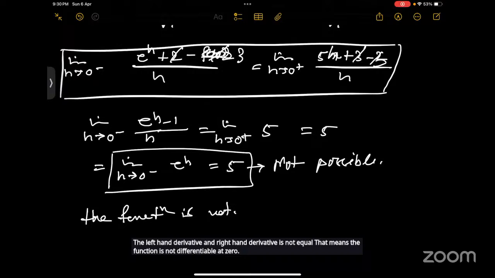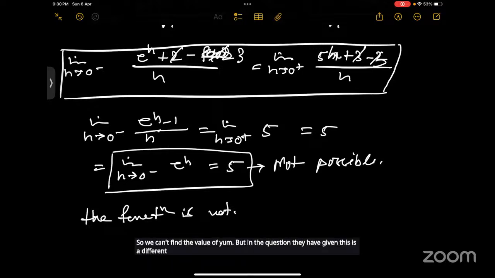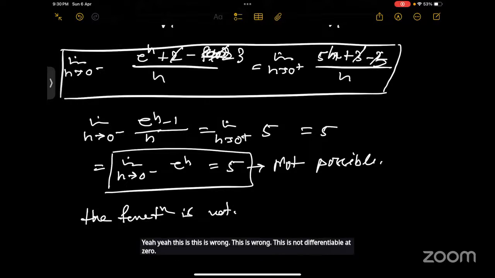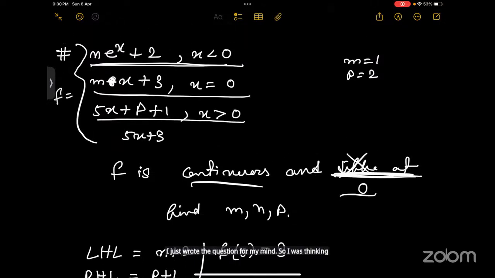Okay. Any doubt? So we can't find the value of m. Yes, but in the question they have given this is differentiable at 0, no? Yeah, this is wrong. This is not differentiable at 0. I just wrote the question from my mind, so I was thinking it will be differentiable, but it is not.